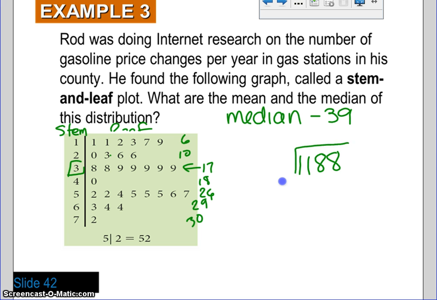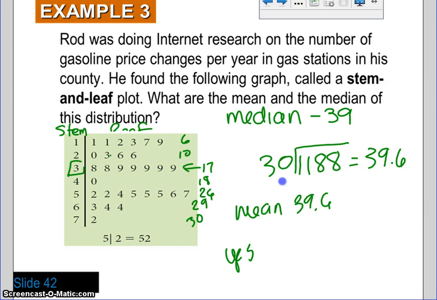We know that there's 30 pieces of data. So dividing it by 30, I get a total of 39.6. So the mean is 39.6. And if we refer back to the last lesson, I would ask you, is this data skew? And I would hope you would say, yes, it is skew because the mean and the median are different values.